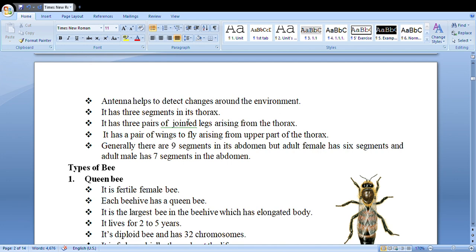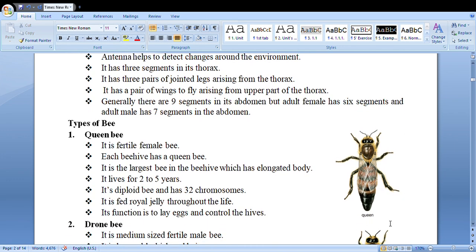It has three segments in its thorax. It has three pairs of jointed legs. Legs are jointed because it is an arthropod; the main feature of arthropoda is jointed legs. Arising from the thorax, it has a pair of wings to fly, arising from the upper part of the thorax. Generally, there are 9 segments in its abdomen, but an adult female has 6 segments and an adult male has 7 segments in the abdomen. The abdomen contains different numbers of segments depending upon the sex, male or female.